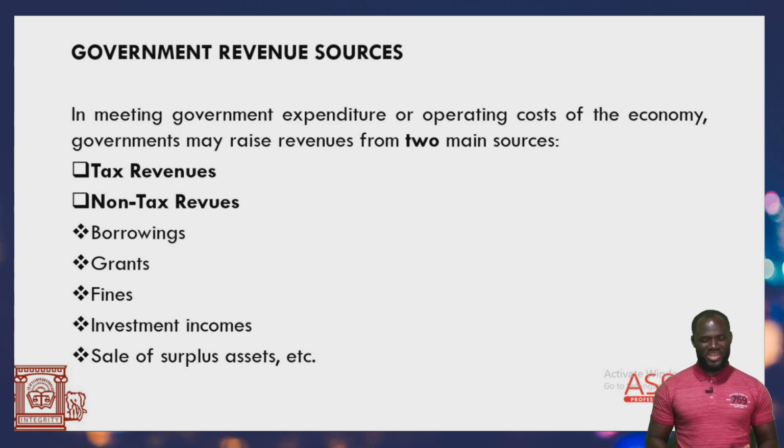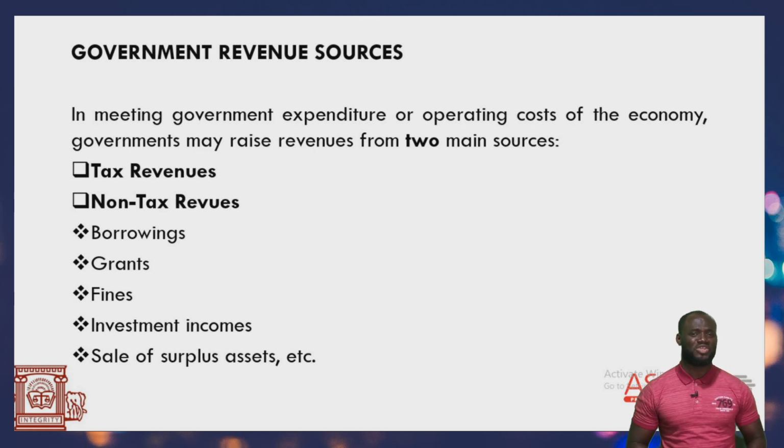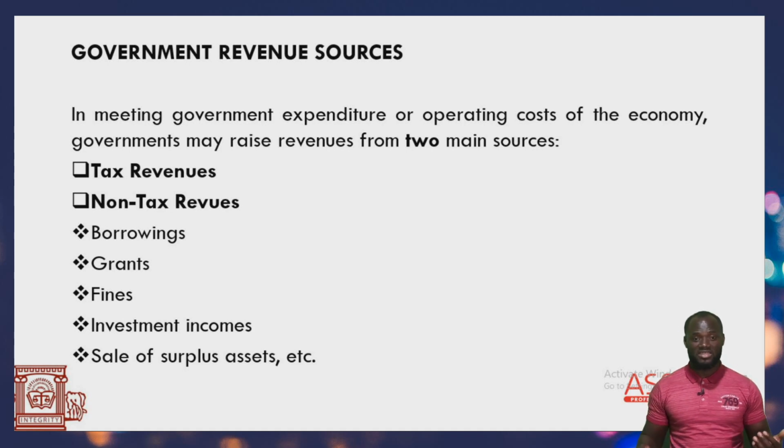Now, an example of non-tax revenue can come in the form of borrowing. Either government is taking a loan from the domestic financial markets, or government is taking from the external financial markets. Okay, government can also generate non-tax revenue in the form of grants, like gifts from maybe other foreign governments, other foreign agencies. Government also generates revenue from fines, for example, police fines or court fines. Government also invests in other investment opportunities. So government generates investment incomes, and also goes to the extent of selling surplus assets of the state which may not be needed at the moment. All right. So these are the non-tax revenues the government generates in addition to the tax revenues also generated by the government.